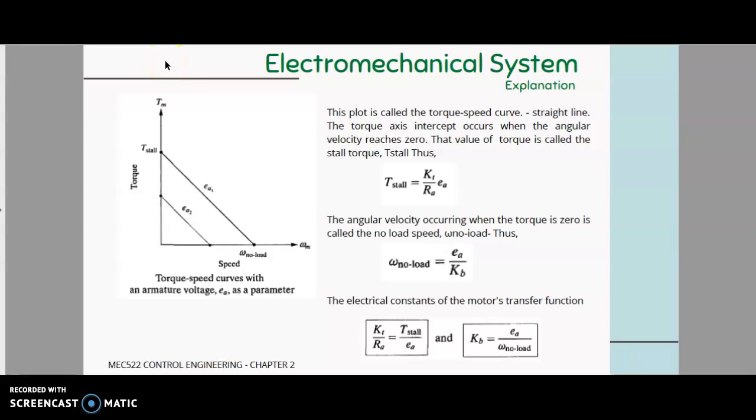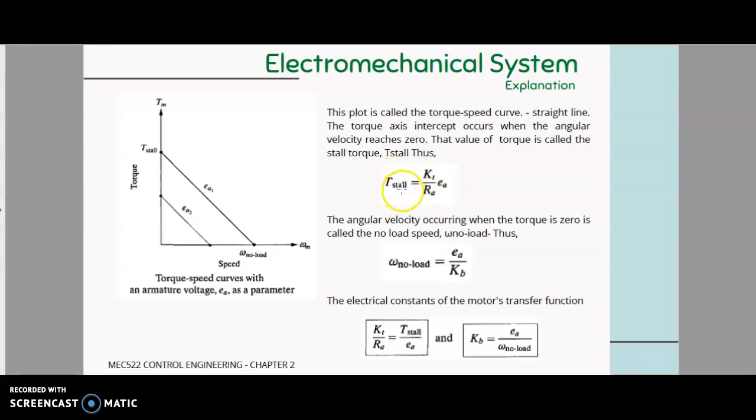But in an electromechanical system, this part is very important. This one is the relationship between torque and speed. So here you need to know the relationship between torque and speed. Basically the torque-speed curve is a straight line. And there is a term we call stall torque. T stall equal Kt divided by Ra times Ea.